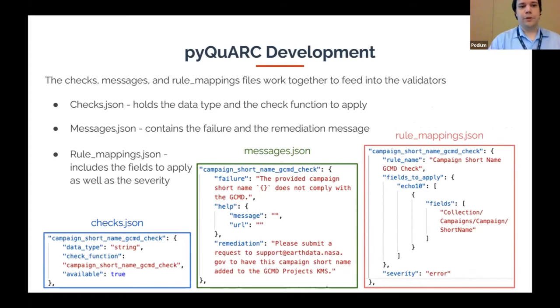So the PyQuARC framework is really pretty simple. It's really a set of three JSON files. There's this checks.json that holds the data type and the actual functions that would be applied to the particular metadata field. There's a messages JSON that contains the failures and any remediation messages. So that's really going back and pulling upon that priority matrix framework. And then there's a rules JSON file, which includes the fields to apply as well as the severity index. So whether or not it's a minor issue or a major one. And really part of the power of having this open source package is that users could adopt this for their own particular needs. They could download this entire framework and modify these JSON files to suit the validations that they're wishing to perform.